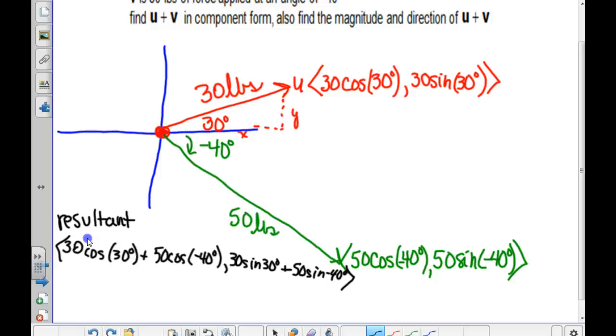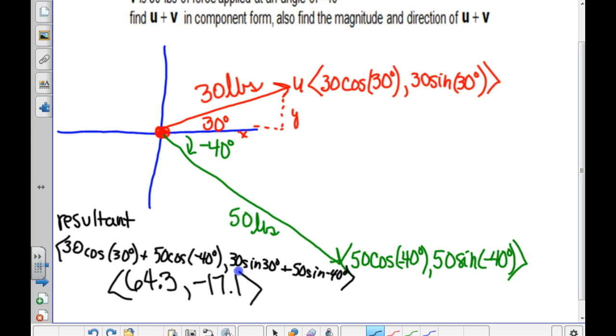So 30 cosine of 30, close parenthesis, plus 50 cosine of negative 40. We added the x coordinates together. I got 64.3. Anybody else? Did I type something wrong? No, it's okay. And then back here, 30 sine of 30, close parenthesis, plus 50 sine of negative 40, don't forget the negative, negative 17.1, anybody? I got that too. Thank you. All right.